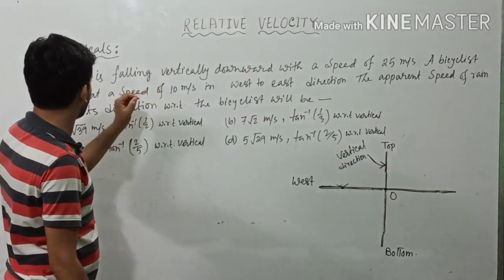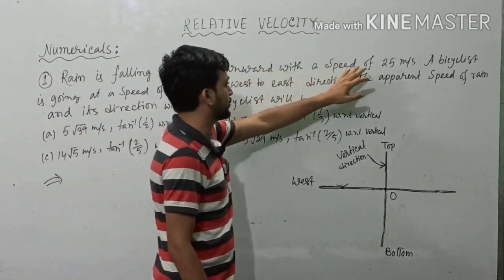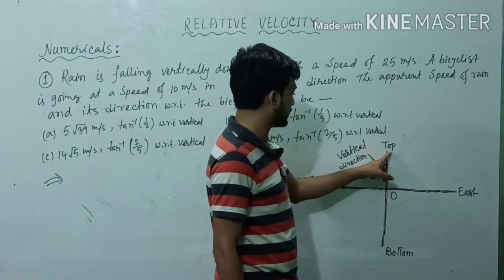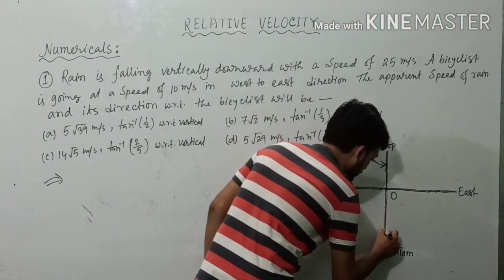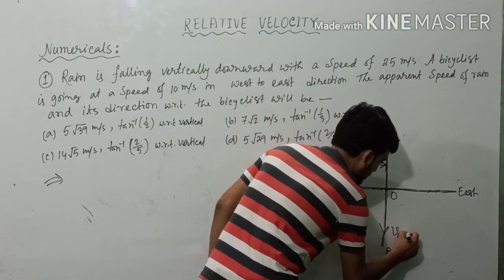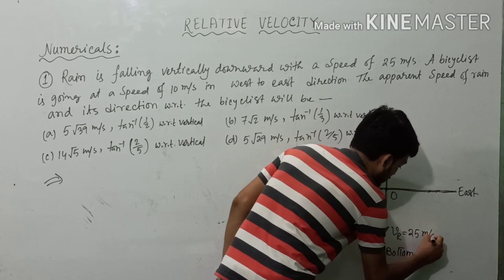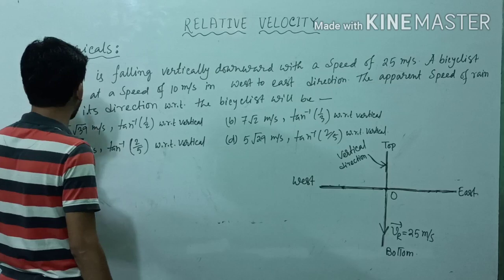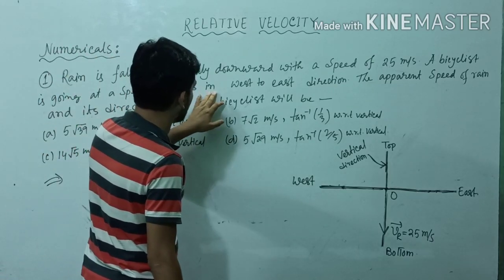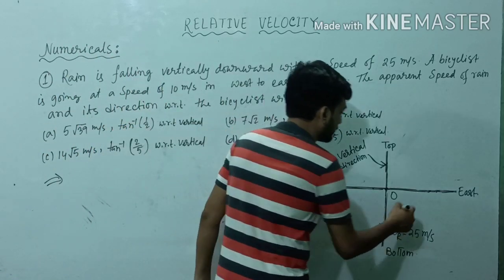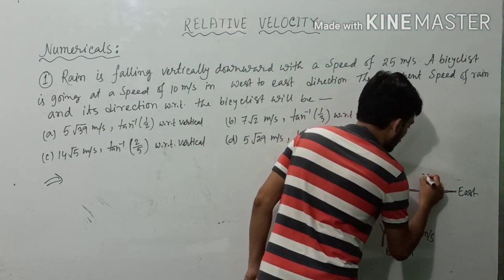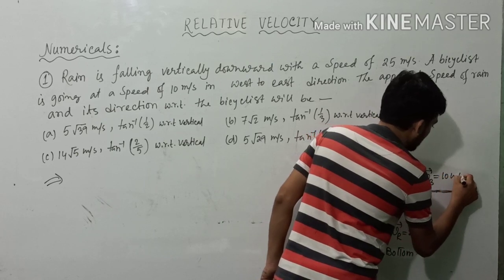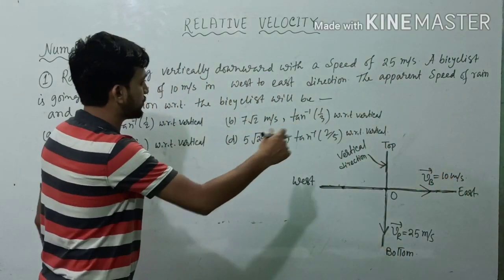In this question, it has been given that rain is falling vertically downward with a speed of 25 meter per second. This sign we have considered as vertical direction. This is top and this is bottom. And the velocity of rain is 25 meter per second. In the second line, it is given that a bicyclist is going at a speed of 10 meter per second in west to east direction. So the bicyclist's speed is 10 meter per second from west to east.